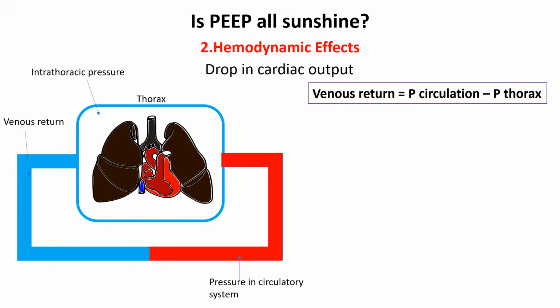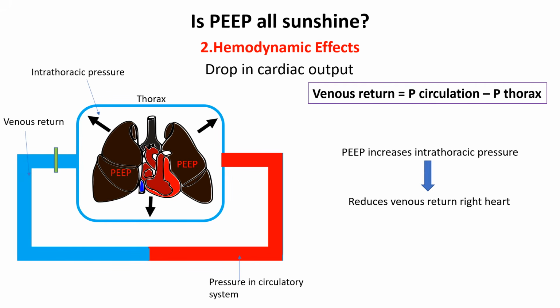When PEEP is applied, it maintains positive pressure in the lungs at the end of exhalation. This causes a rise in intrathoracic pressure, which reduces the pressure difference between the veins and the right side of the heart, leading to decreased venous return. Since less blood reaches the heart, the amount it pumps out, the cardiac output, is also reduced.